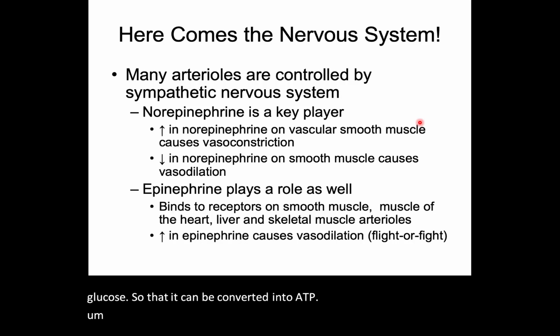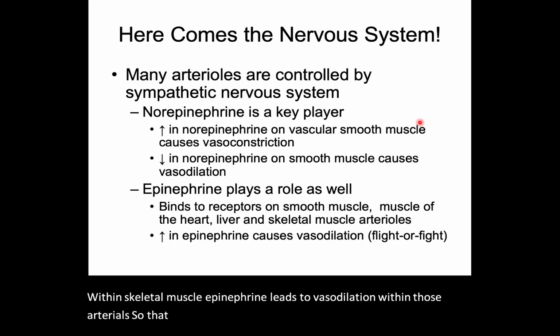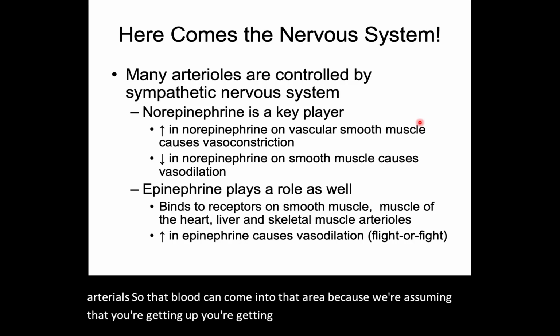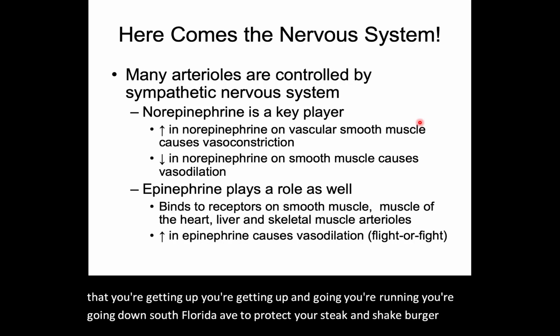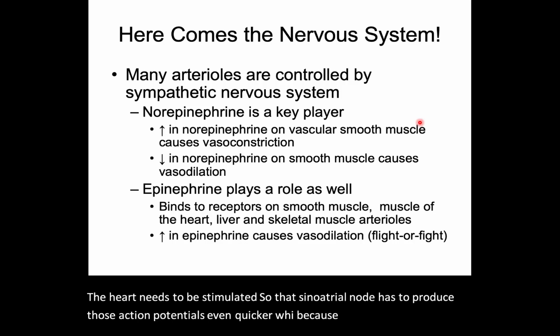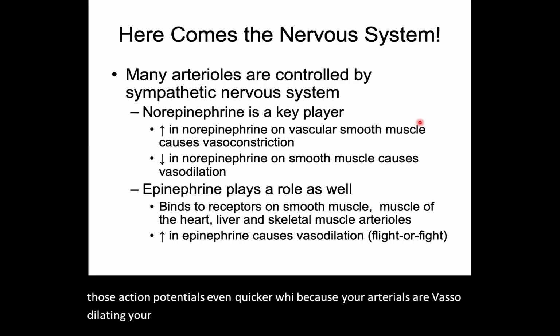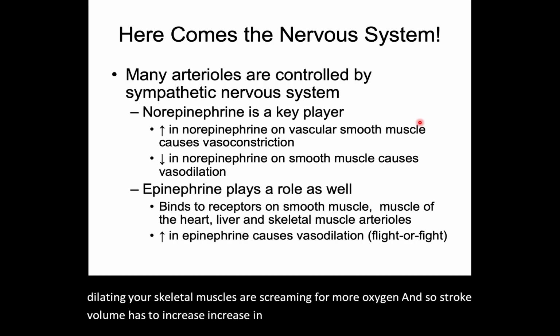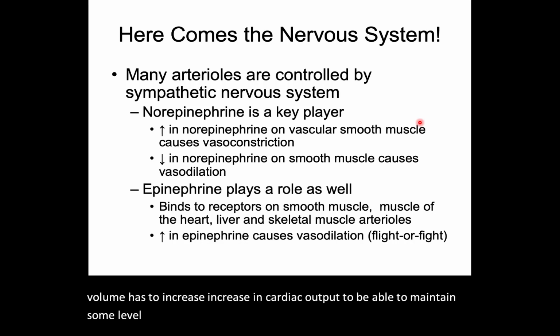Within skeletal muscle, epinephrine leads to vasodilation within those arterioles so that blood can come into that area, because we're assuming that you're getting up and going, right? You're running, you're going down South Florida Avenue to protect your Steak and Shake burger and milkshake. The heart needs to be stimulated, right? So that sinoatrial node has to produce those action potentials even quicker. Why? Because your arterioles are vasodilating, your skeletal muscles are screaming for more oxygen. And so stroke volume has to increase in cardiac output to be able to maintain some level of functioning blood pressure. And so this is very heavy with that sympathetic nervous system.